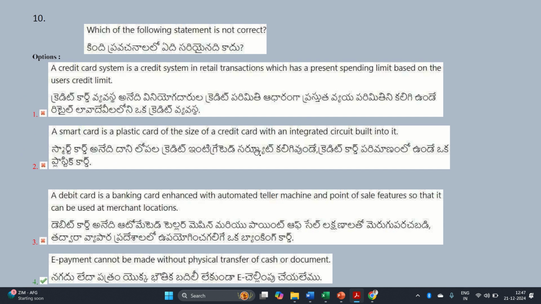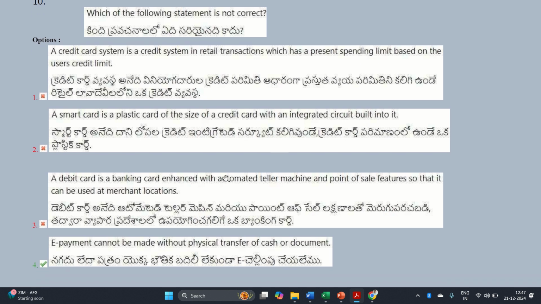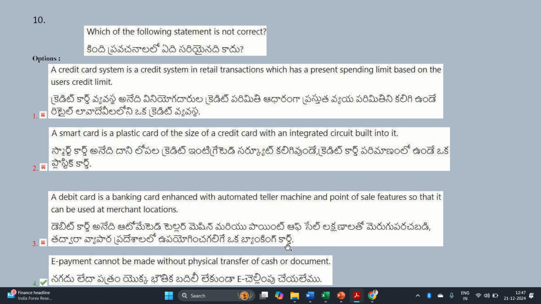Next question: which of the following statements is false? First of all, we see option D is false: e-payment cannot be made without physical transfer of cash or document. Actually, e-payment can be made without physical transfer of cash or document. So option 4 we can directly see is the false answer.